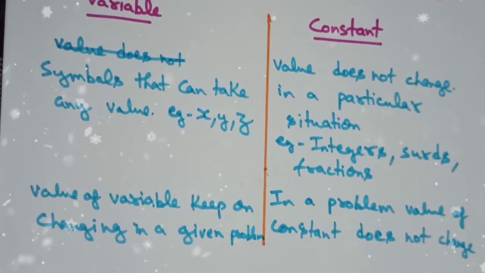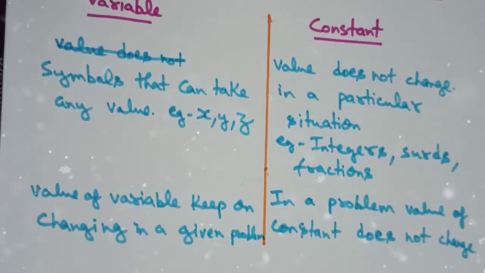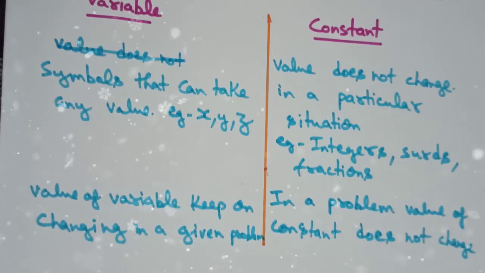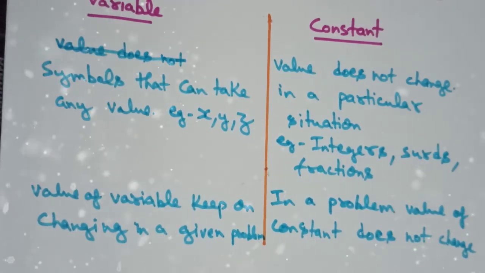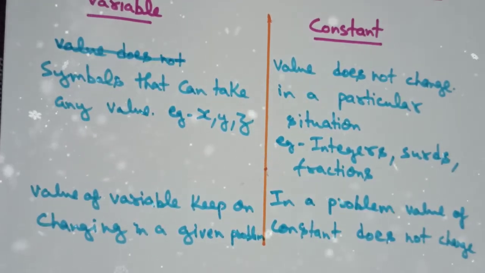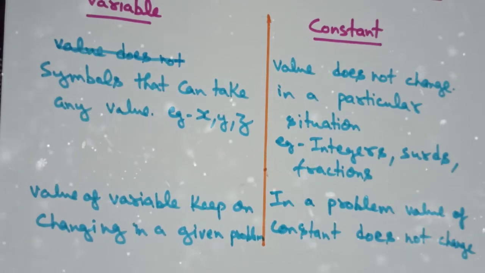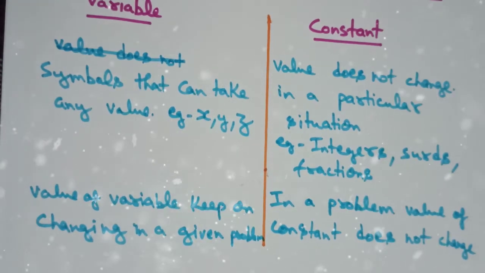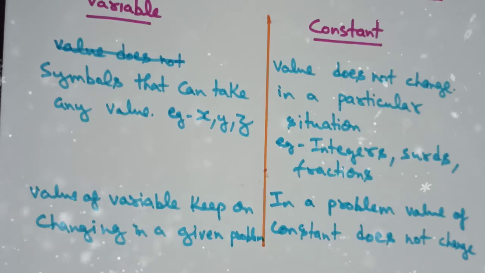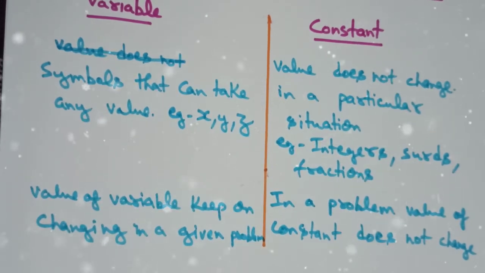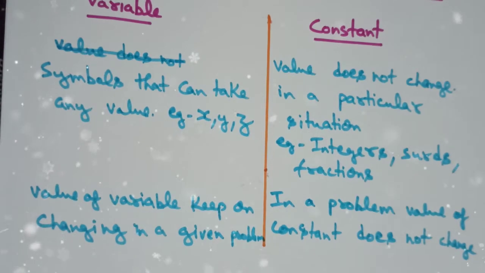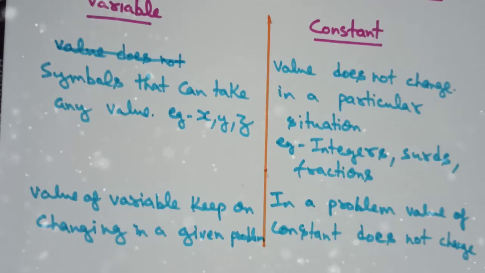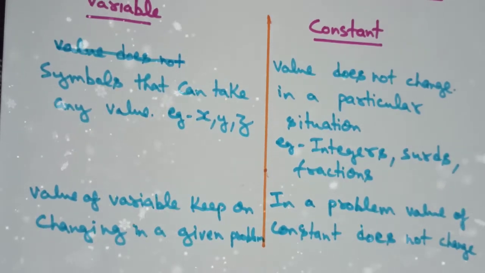For example, a variable can be the cost of something, or length, breadth. These are some examples of variables. Okay, there are different symbols for these variables. Constants are generally like integers. For example, 5 is a positive integer. The value remains fixed in a given problem. If I say that there are 5 balls, then the number of balls is the variable, but the digit 5 is the constant.